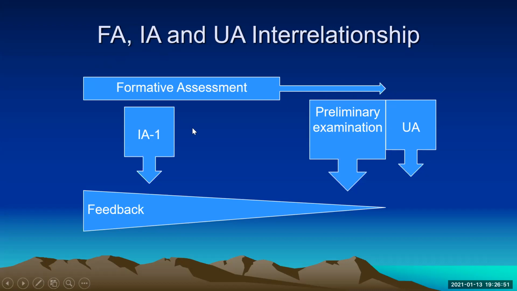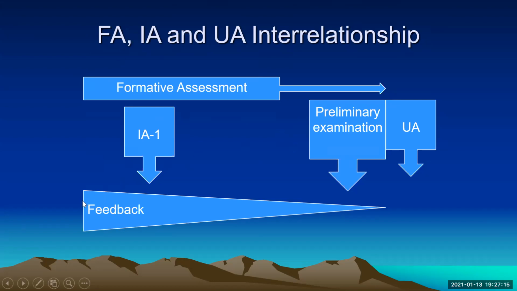From the point it starts, it includes many internal assessments. They can be 1, 2 or 3, whatever is feasible, including the preliminary examination. So preliminary examination is also one of the types of internal assessment, but we say preliminary because it just comes before the university, and it generally includes the full syllabus, but otherwise it is an example of internal assessment.